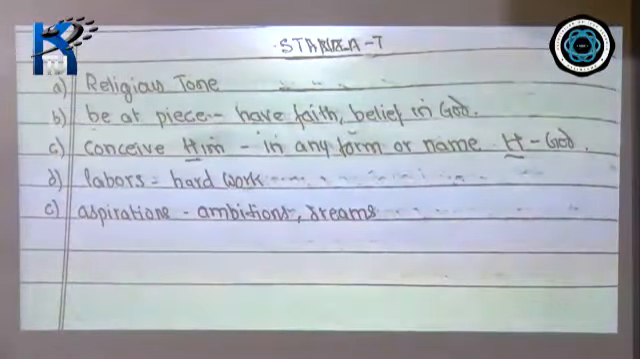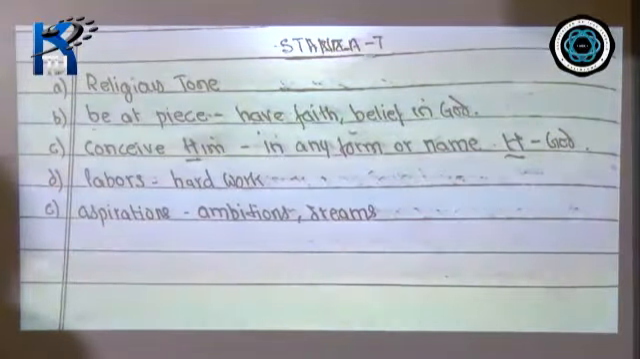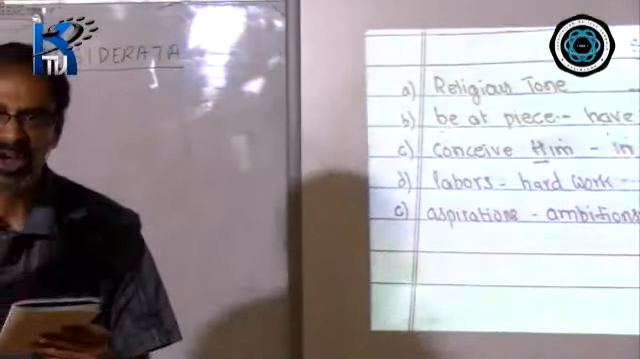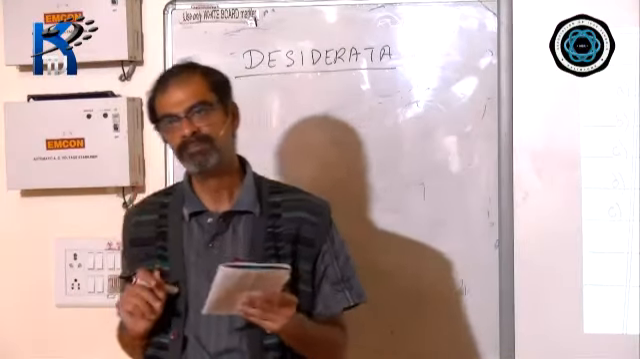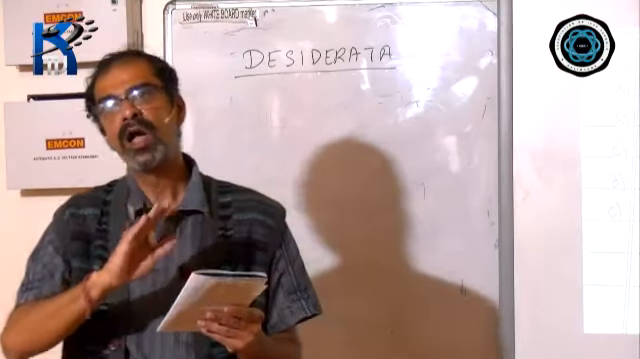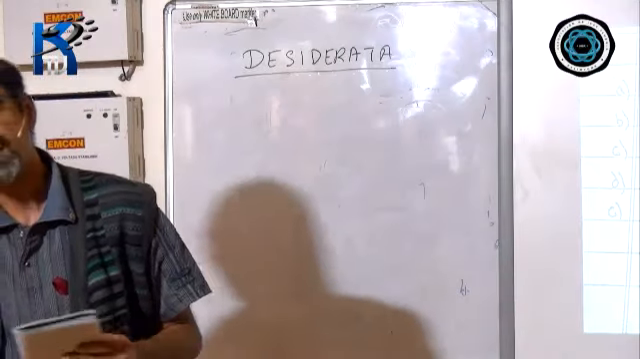Now we move on to stanza 7, where the tone of the poem changes and becomes religious. Therefore be at peace with God. Always have faith and trust in God. Whatever you conceive Him to be, you may call God by different names.